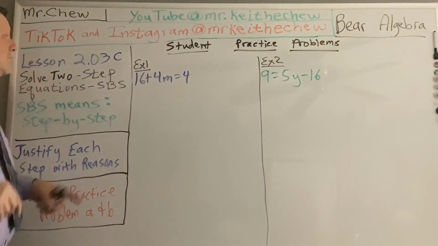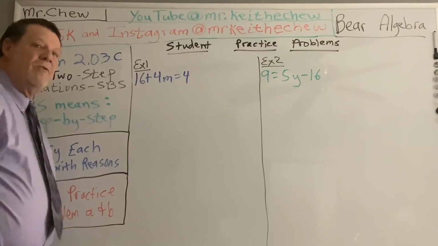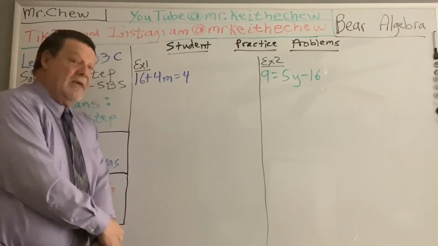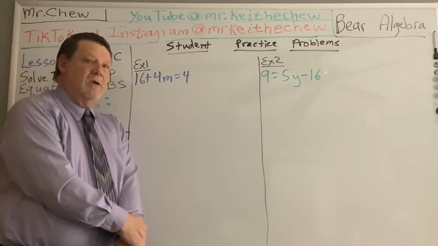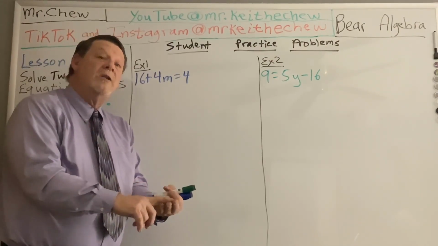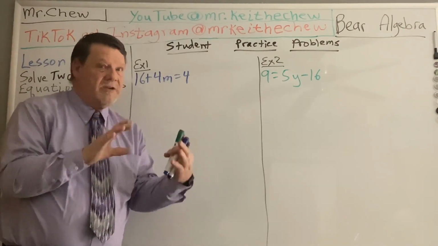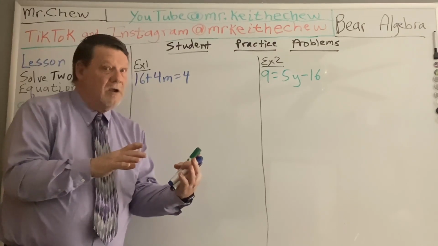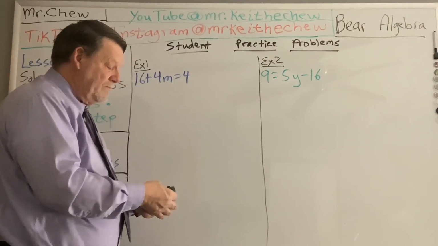All right, so example 1 was 16 plus 4m equals 4. Whenever I'm solving an equation like this, I think in my mind, what's happening to my m? It's being multiplied by 4, and we're adding 16 to it. You undo addition and subtraction first if there's no like terms, because you always have to simplify left and right. And when those equations get harder, that's how they're a little bit different.